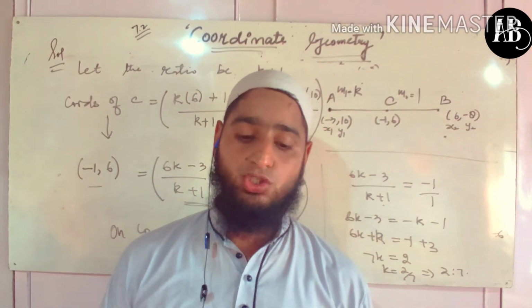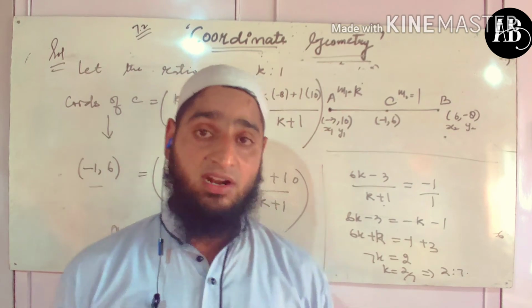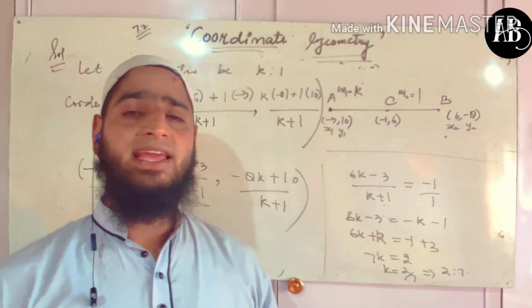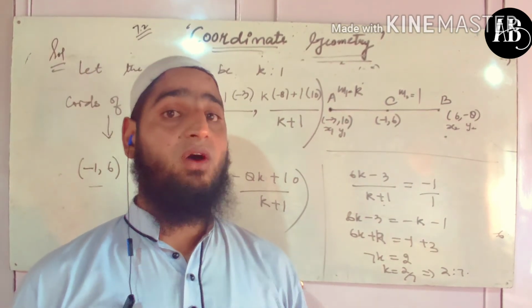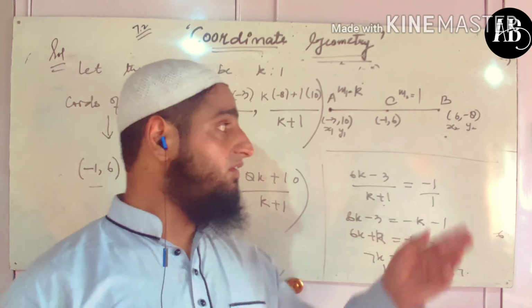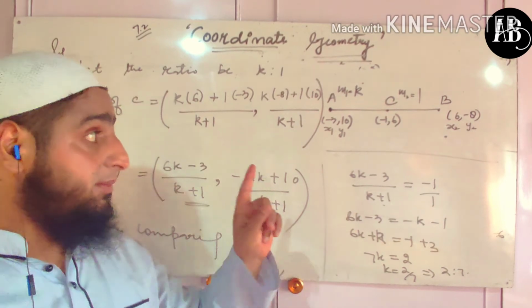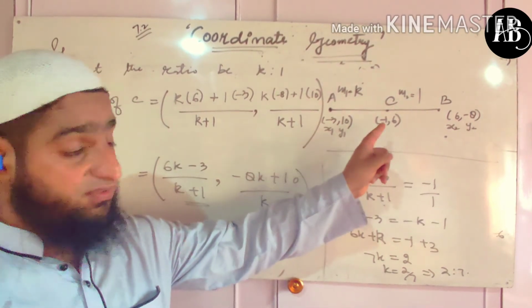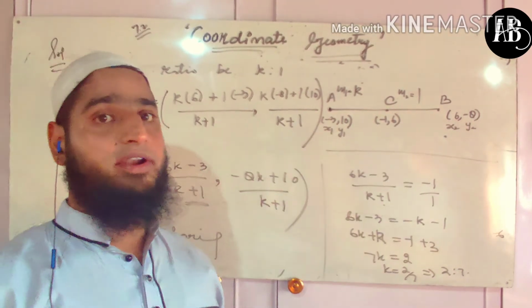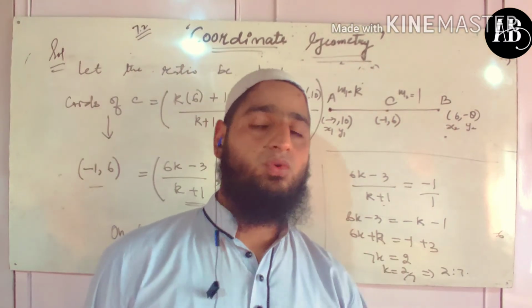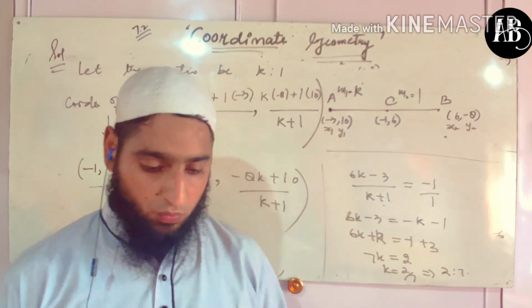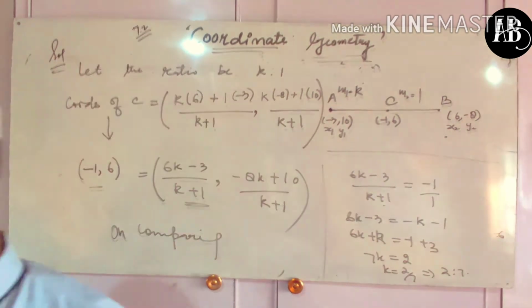Similarly, we have question number 5. Find the ratio in which the coordinates A and B are divided by the x-axis. You know that any point on the x-axis has y coordinate 0, and we can write here (x, 0). Then we can compare. But remember, in question number 5 we compare with the y coordinate, because that is unknown, which is 0.